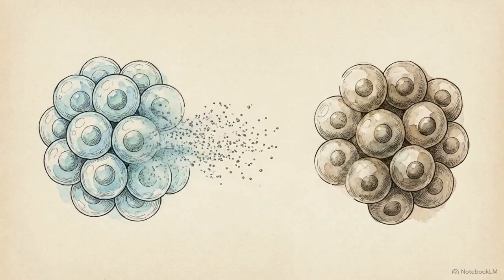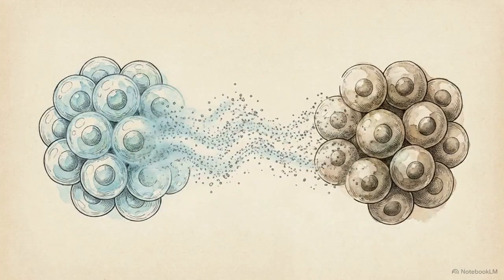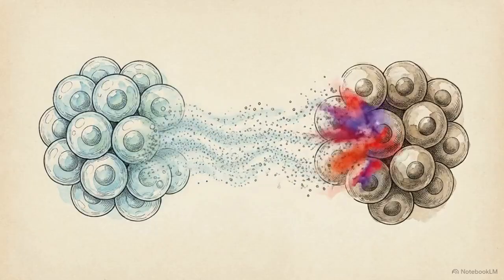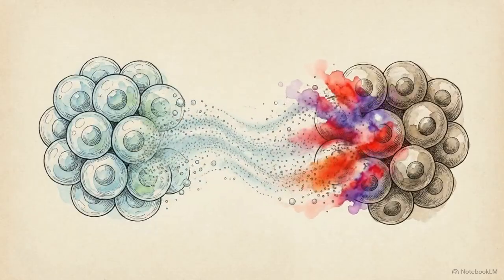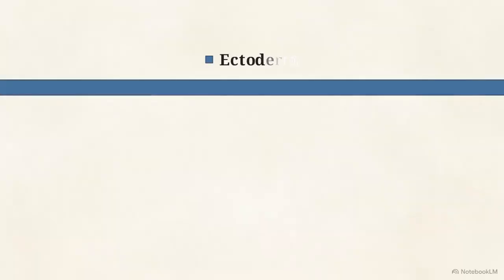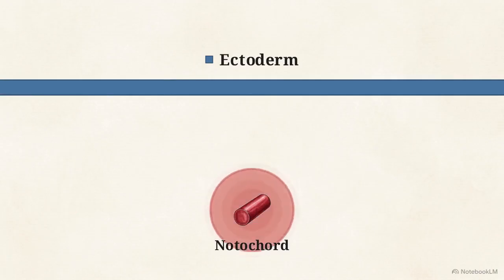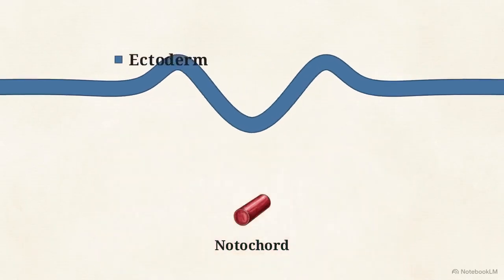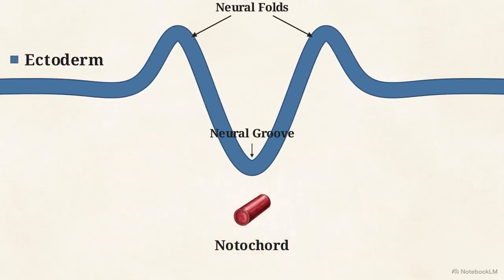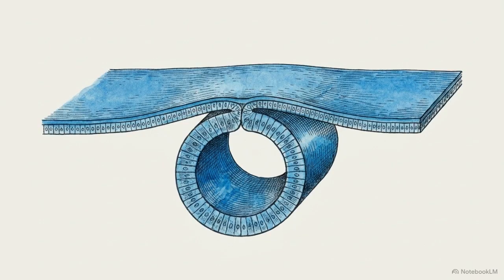The answer is induction. One group of organizing cells secretes chemical signals, called morphogens, to dictate the fate of adjacent responder cells. This animation shows the start of neurulation. A rod of mesodermal cells called the notochord forms along the long axis. The notochord acts as the organizer, releasing a chemical gradient that induces the overlying blue ectoderm to fold inward. The morphogens cause neural folds to rise and surround a central neural groove. As the folds grow toward each other, they eventually fuse to form a closed neural tube.